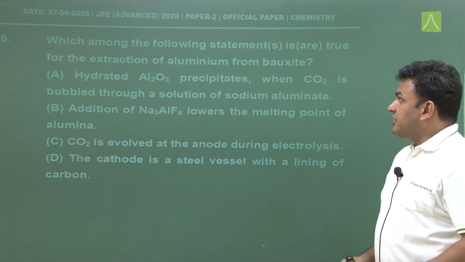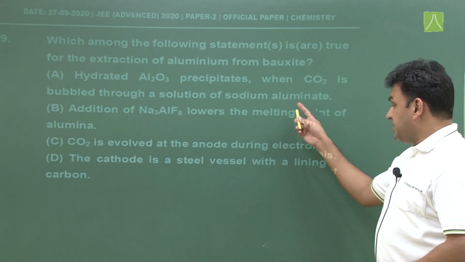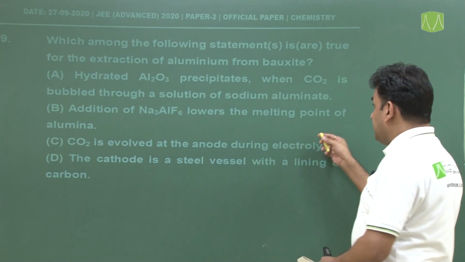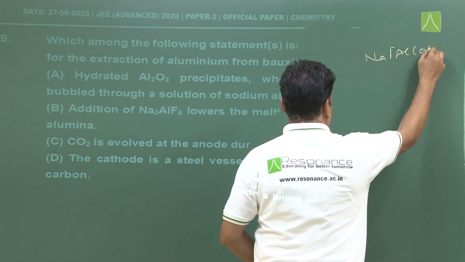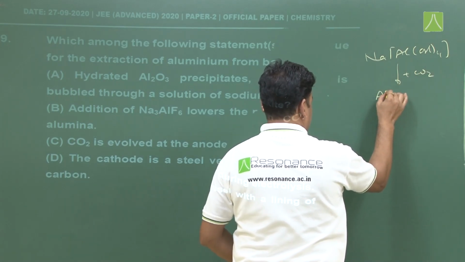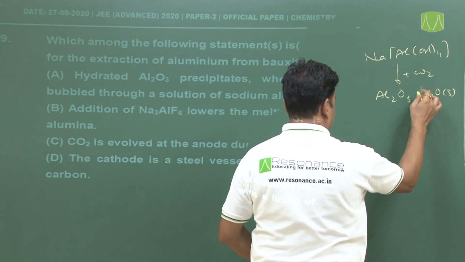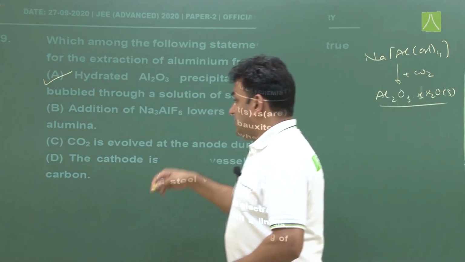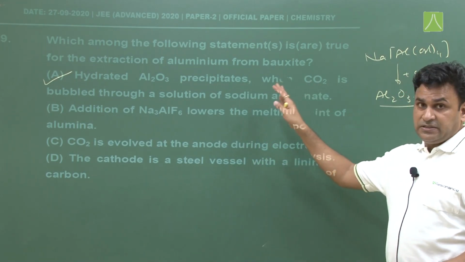First option is hydrated alumina precipitates when CO2 is bubbled through a solution of sodium aluminate. So sodium aluminate contains the hydroxide complex of aluminium, NaAl(OH)4. When CO2 is bubbled through it, it precipitates aluminium hydroxide, or we can say hydrated alumina. So this will get precipitated, so it's the correct option. This method is used for the concentration of bauxite.